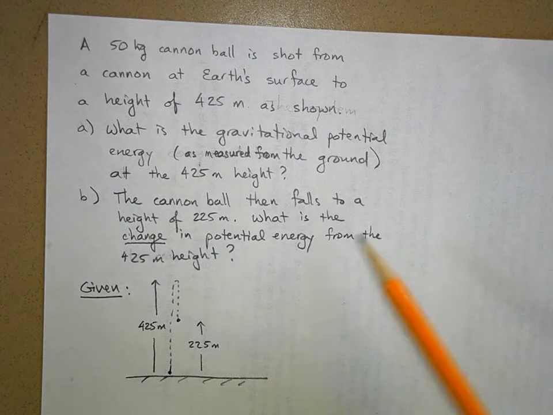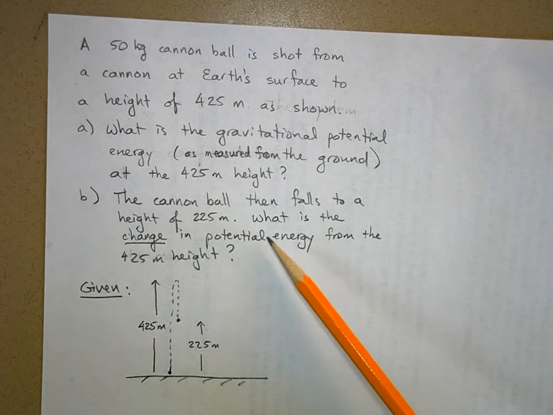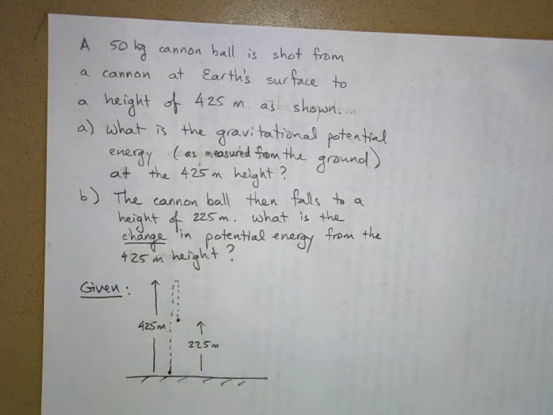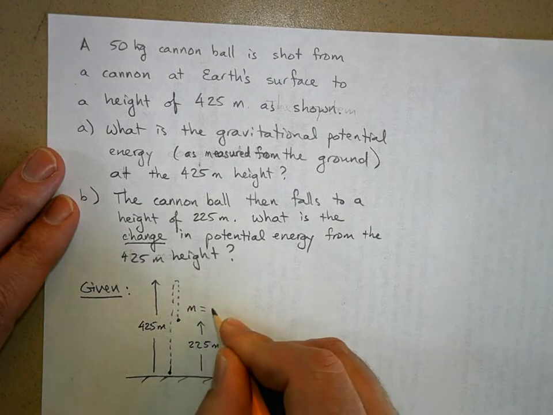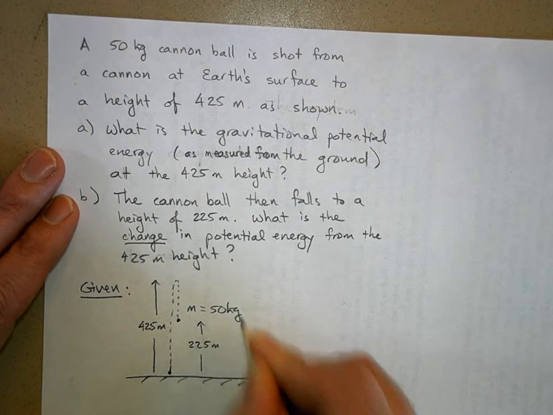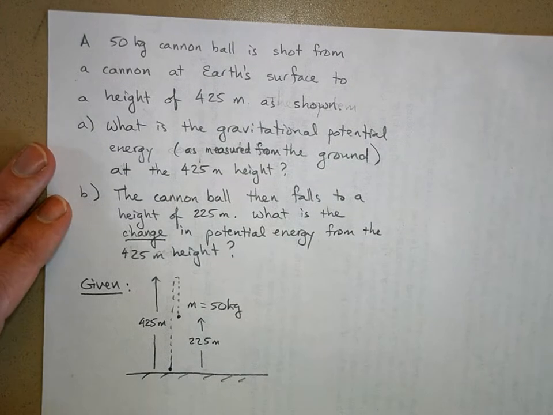The cannonball then falls to a height of 225 meters. What is the change in potential energy from the 425 meter height? Okay, so here's what's given. And you're also given that the mass is 50 kilograms. You do need to know the mass in this problem.